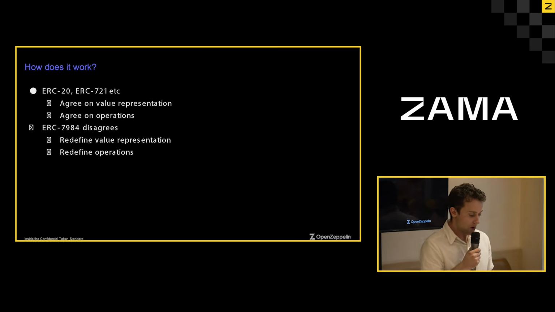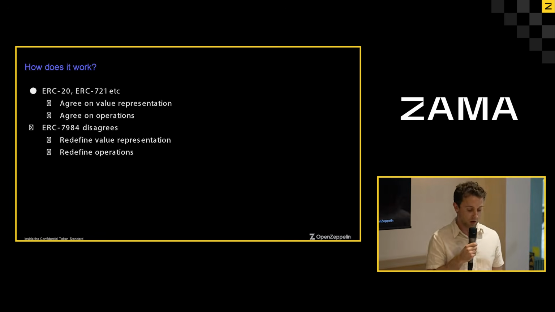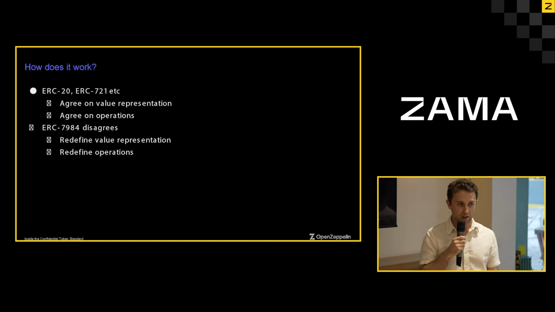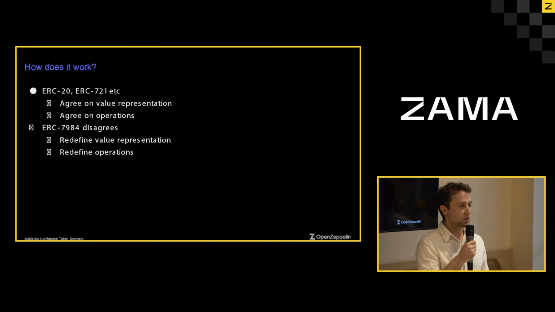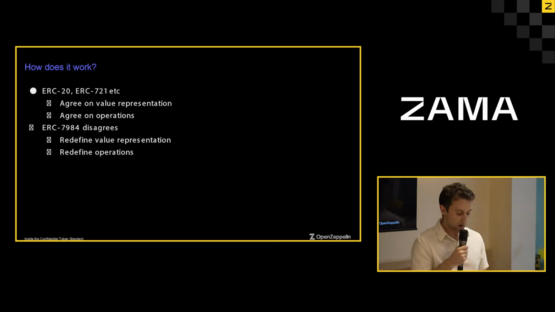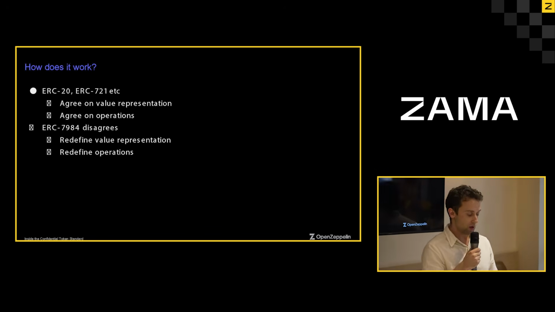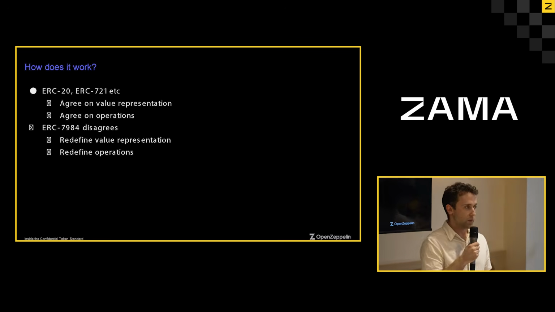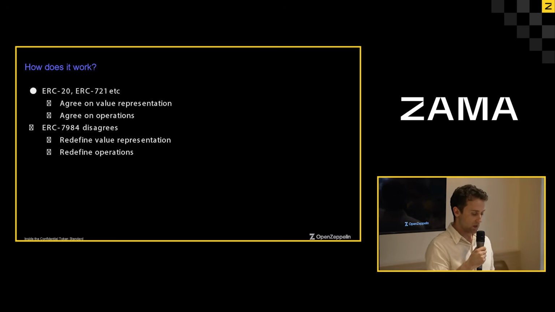Okay, so how does this work? ERC 20, ERC 721, ERC 1155, other tokens that we know and love all agree upon value representation. They agree upon operations, right? But here we're different. ERC 7984 disagrees. So you can have arbitrary methods of representing value and arbitrary methods of actually operating on these values. And I'll demonstrate what I'm talking about over here.